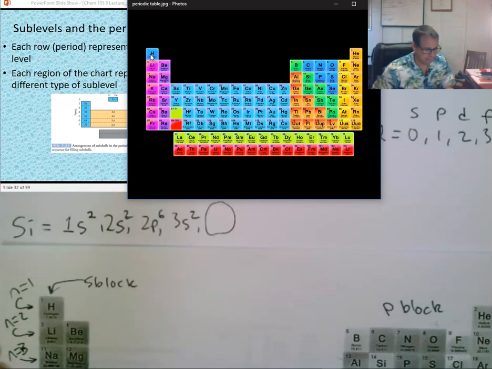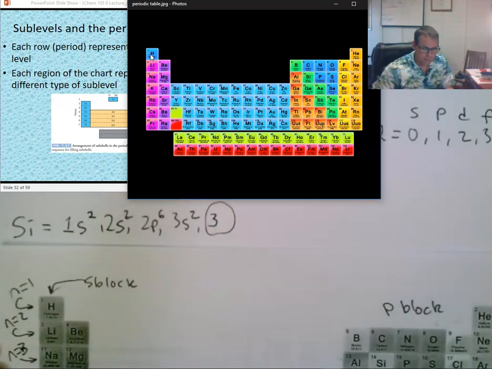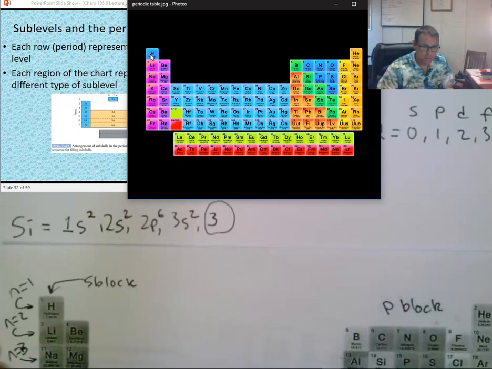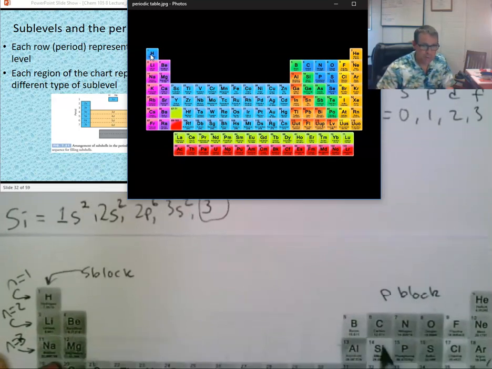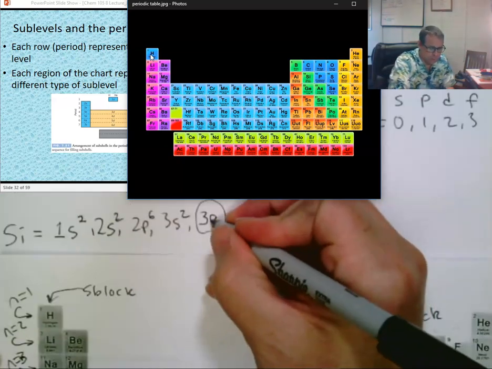I'm not sure. Okay. Well, it's on the third row, so it would be 3, right? And it's in which block over here, Anastasia? This is the P block. P block. Very good, the P block. And so it's going to be 3p.